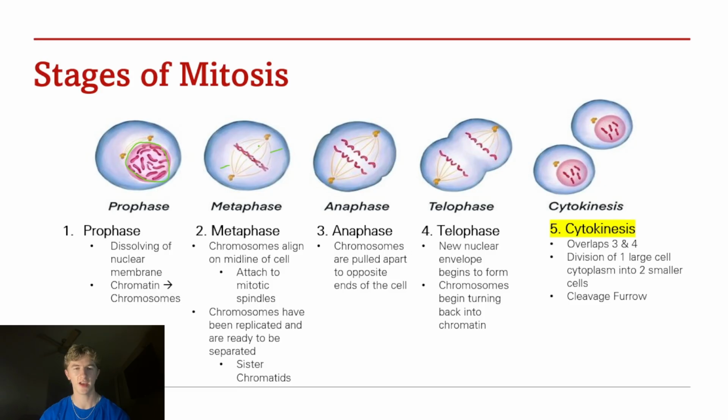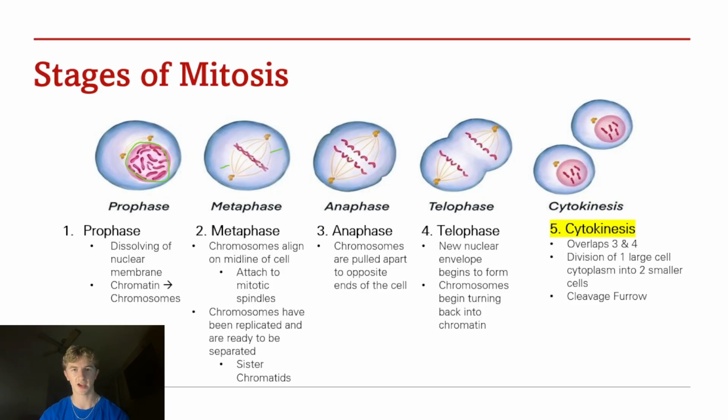So the DNA has been replicated already, if we remember from back in interphase. So we have these sister chromatids, and they're essentially two of the same thing. So they're ready to be separated. So now in anaphase, we're going to see these chromosomes being pulled apart to the opposite ends of the cells.